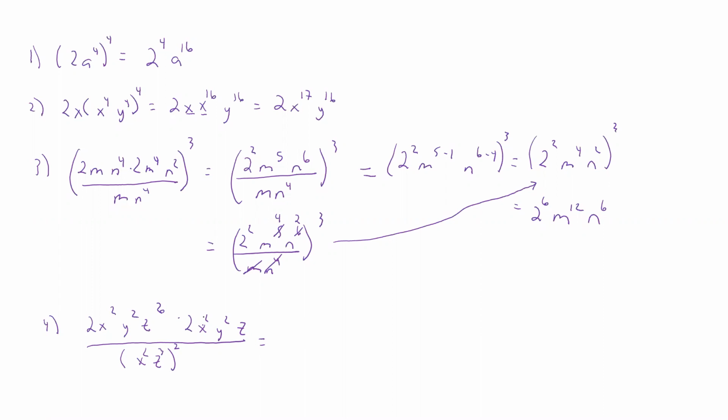So here we have a 2 times 2, so it's going to be 2 squared. Then we have x, and we have x squared and x squared, so it's going to be 2 plus 2, which is 4. Then we have y, and it's going to be a 2 and a 2, so 2 plus 2 is 4. Then we have a z, we have a 6 and a 1, so that's 7, over. Now here we have x squared, squared, so that's going to give us x to the 4th. Here we have a z cubed, squared, so it's 2 times 3, which is 6.